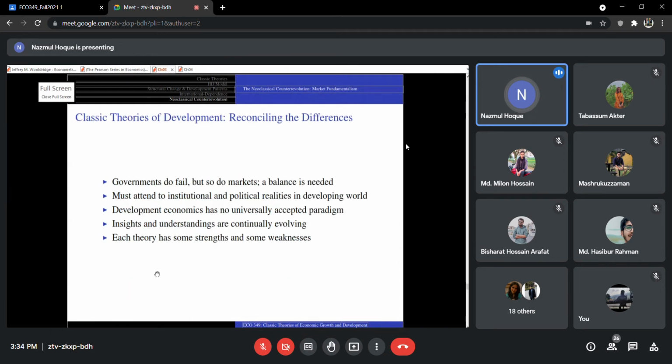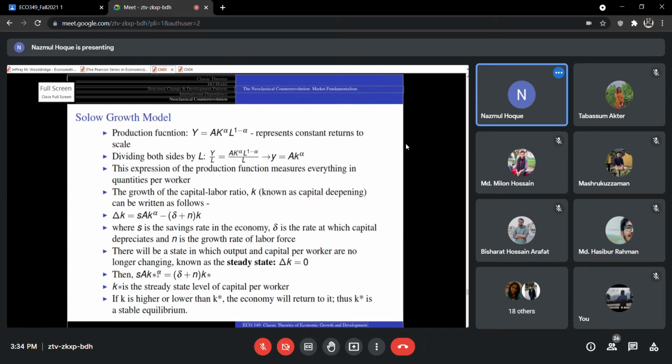So let's take a look at the Solow growth model now. This is our model, the production function we have. This is our standard production function with constant returns to scale. If you divide both sides by L, we get the output per person as a function of factor productivity times capital per person. Okay, this is our production function now, the function of production of output per worker.